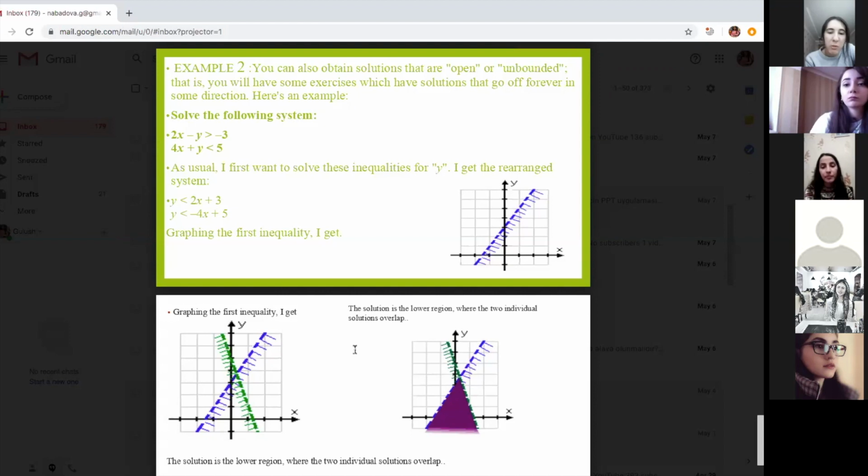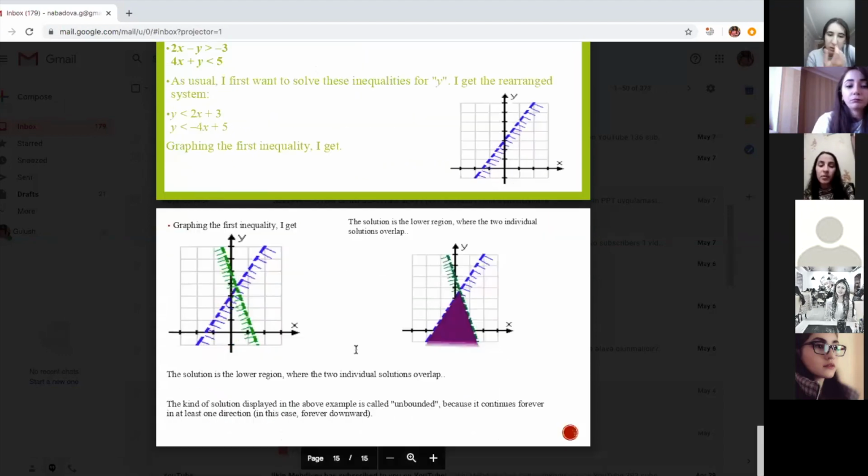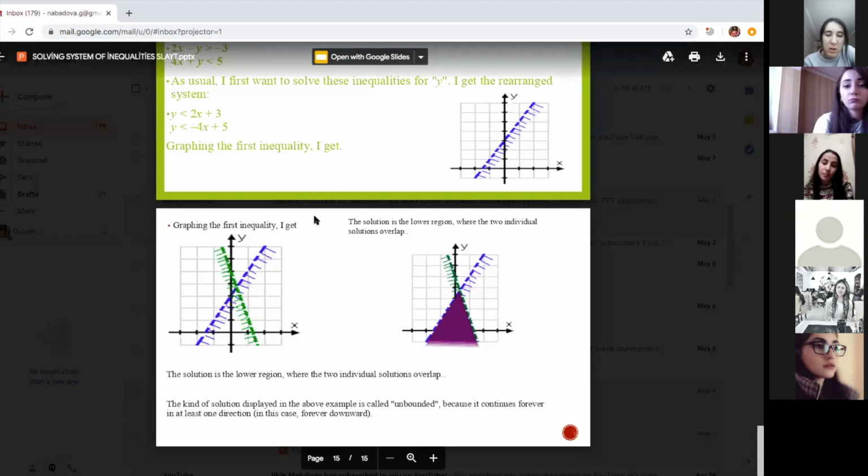As usual, I first want to solve these inequalities for y. I get the rearranged system. Graphing the first inequality, I get this. Next page, graphing the second inequality. And finally, the solution is the lower region where the two individual solutions overlap. The kind of solution displayed in the above example is called unbounded because it continues forever in at least one direction, in this case forever downward.